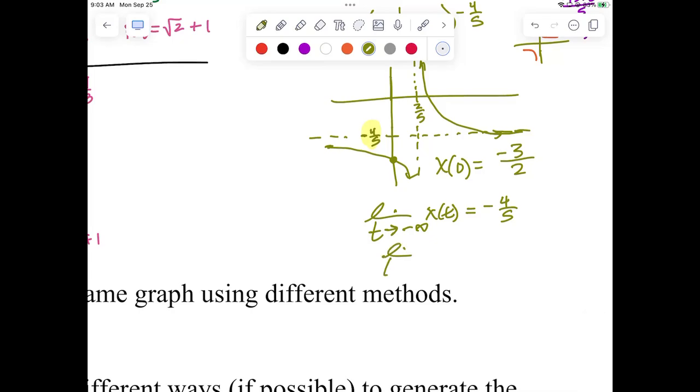What would be the limit as t approaches 2/5 from the left-hand side of x of t? Negative infinity. Good. Can't trick y'all. It's going down. As we approach from the left, it's going down, down, down towards negative infinity. You get the idea, right?